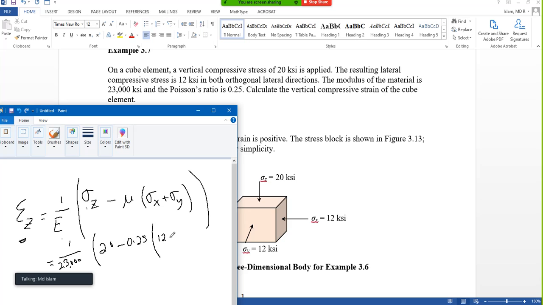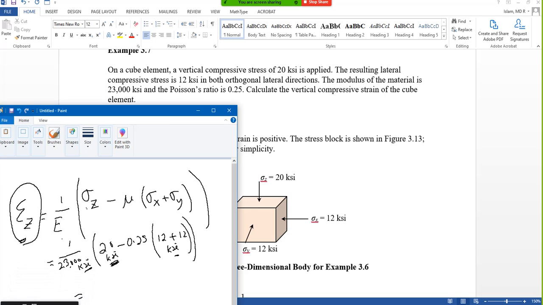This sigma x is 12. This is 12. Make sure the units are consistent. So E is in ksi. This is ksi. Everything is ksi. Epsilon has no unit, so it is ksi divided by ksi. But if you use some parameter in psi, that will be a mistake. So make sure that your units are consistent, and then whatever you get.